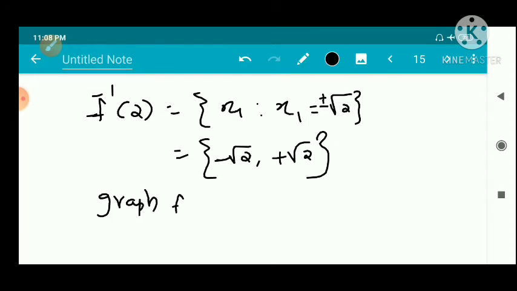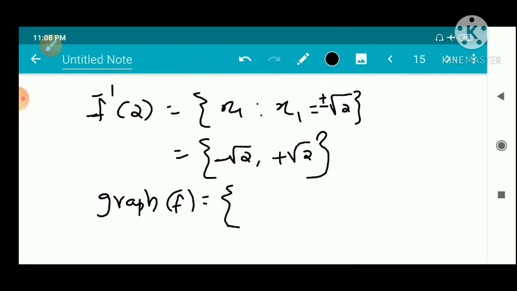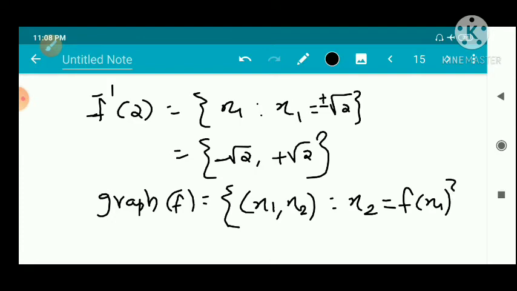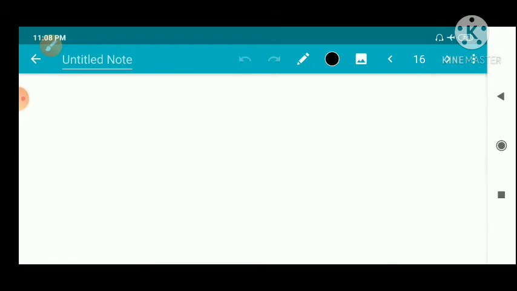Graph of f is equal to, the function is on R, so the graph is on the R2 plane. So set of all x1, x2 such that x2 equal to f of x1. That is, set of all x1, x2 such that x2 equal to x1 square. We are familiar with using y in the place of x2 and x in the place of x1. That is y equal to x square. It's a parabola. So now we have to sketch the graph and level sets.